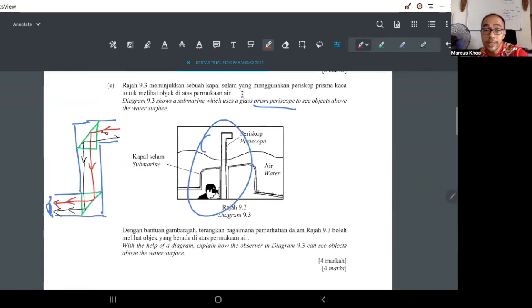So the diagram itself, I don't think you need to explain. Let me look at the scheme. Yeah, you don't even need to explain. Just draw the diagram.